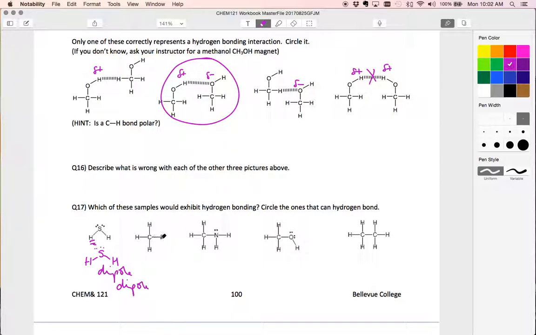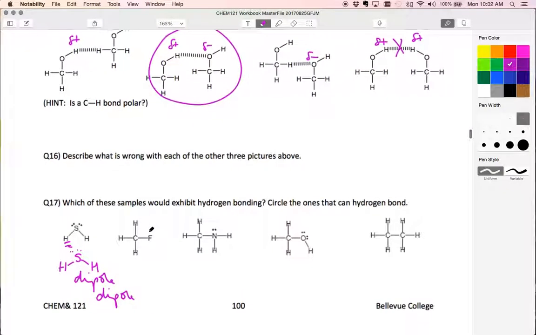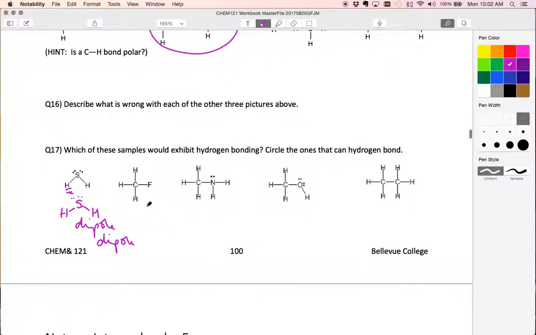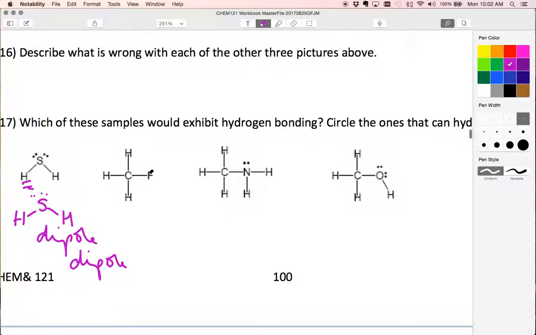For this one, we do have fluorine, but it's not connected to hydrogen. It's connected to a carbon. So the electronegativity difference isn't going to be high enough. Because carbon has a little bit higher electronegativity than hydrogen, and this one's higher, the difference is going to be different than if it was hydrogen and fluorine. But this one is still polar because there's the dipole. So if I had another molecule like this, it would potentially form dipole-dipole as well, like that.